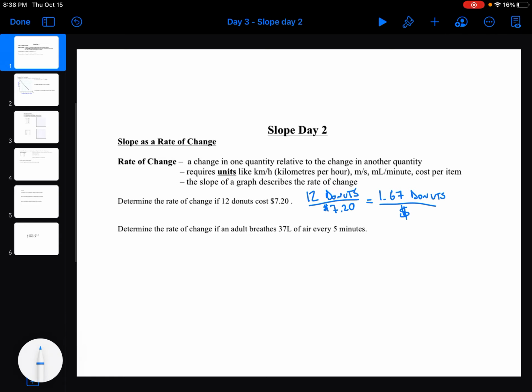Determine the rate of change if an adult breathes 37 liters every 5 minutes. Now we know time is going to go on the bottom, so here we're going to have 37 liters over 5 minutes. So we can do 37 divided by 5. We're going to get 7.4 liters of air per minute. Okay, we just need to represent it with units.